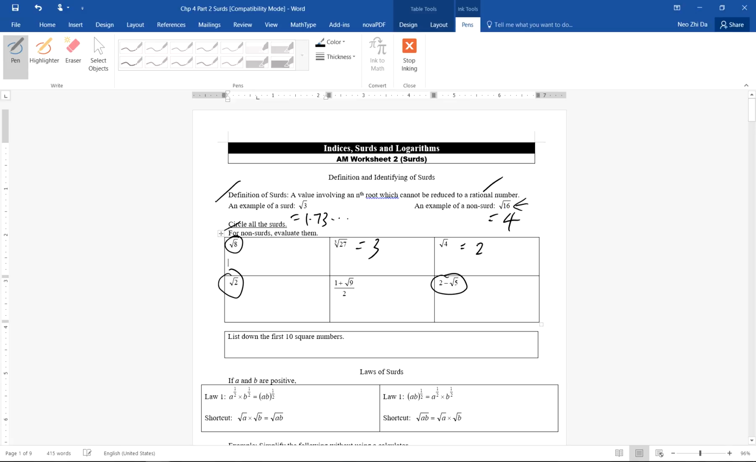Square root 4 is 2, so it's not a surd. What about square root 9? Square root 9 is 3, and 1 plus 3 over 2, the answer is just 2, so it's also not a surd. So don't think that seeing a square root means it's a surd.